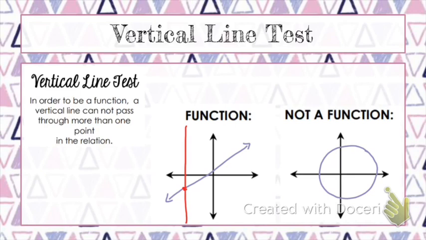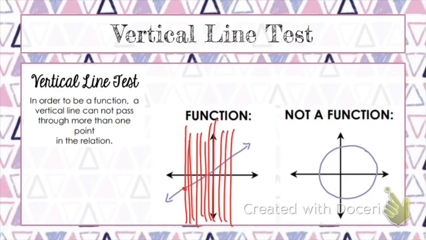And anywhere that we draw this vertical line, no matter where you put it on this function, there is nowhere you can put it that it will hit your function more than one time. That is how you use the vertical line test to tell us that this is, in fact, a function. Okay, in order to be a function, a vertical line cannot pass through more than one point in the relation.